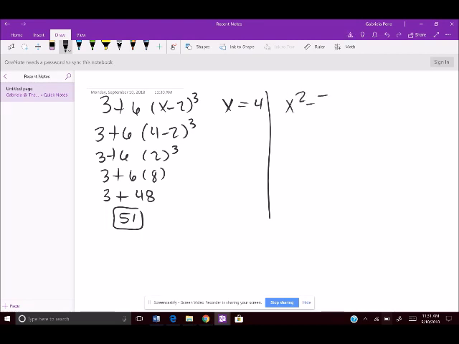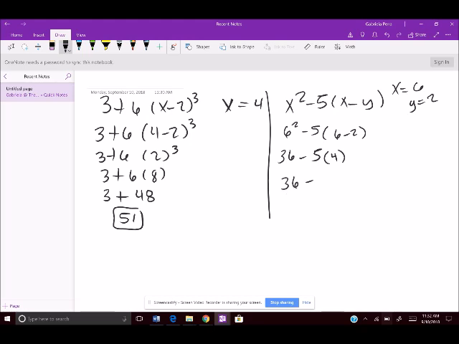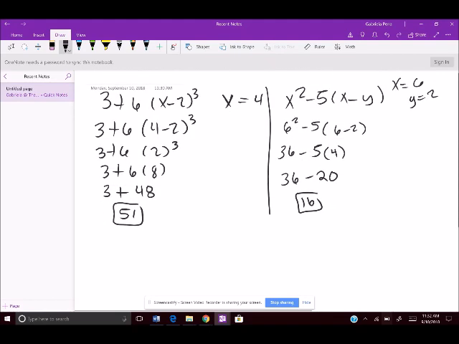For the next problem, this is what they give you, and they give you x is equal to 6 and y equals 2. So you were supposed to put 6 squared minus 5 times (6 minus 2). Is that right? What is 6 squared? 36. 36 minus 5 times 4, since 6 minus 2 is 4. This is 36 minus 20. And that is 16. Is everybody okay with those two answers? Yes? Perfect. Can I move on?